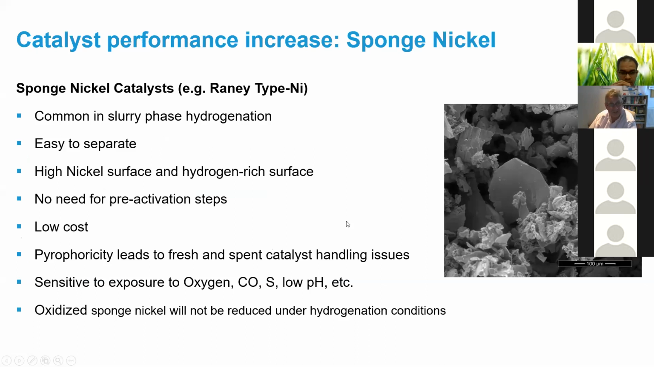So Raney type catalysts are still quite commonly used in slurry phase hydrogenation. The great thing about Raney type catalysts is they're very easy to separate. You can almost separate them by decantation rather than forcing them through a filter. They have a very high nickel surface area, so you get a good hydrogen-rich surface. There's no need for any pre-activation, and they're pretty low cost.